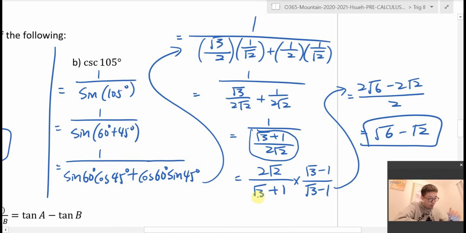Now this is a binomial, or it's two terms, right? So when you rationalize it, you've got to multiply by its conjugate. So that's root 3 minus 1 in this case.